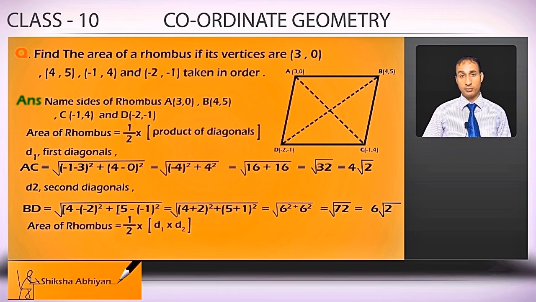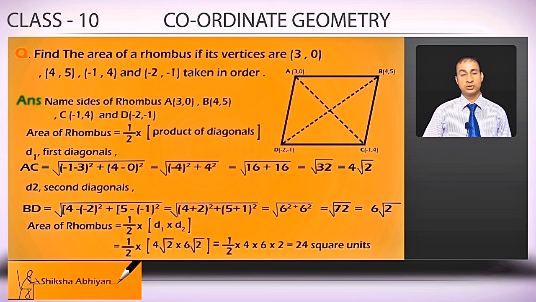Now the area of rhombus is half multiplied by diagonal D1 into diagonal D2, that is half multiplied by 4 root 2 into 6 root 2. Now root 2 into root 2 is 2, so 6 into 4 into 2 upon 2, the 2 and 2 cancel out, so 6 4s are 24, that is area of rhombus is 24 square units. So area required is 24 square units. Question is done.